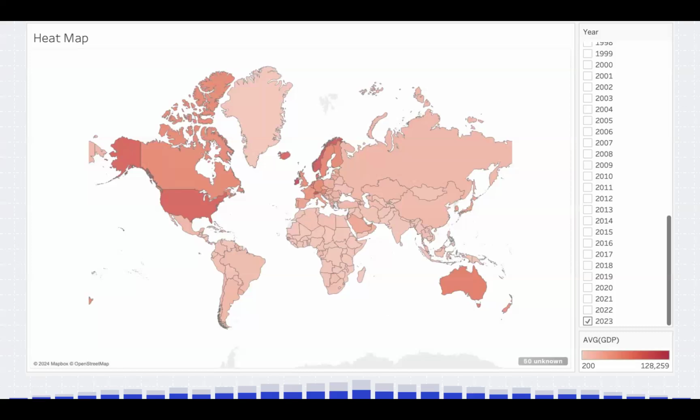Let's talk about the story of the visualizations. First, the heat map. It describes the GDP data for each country in 2023, with color shades indicating the high and low GDP. The US and China are the most dominant. The dark color shade shows that they lead the world GDP, and the major European economies such as Germany, the UK and France also show high GDP. Next slide, please.